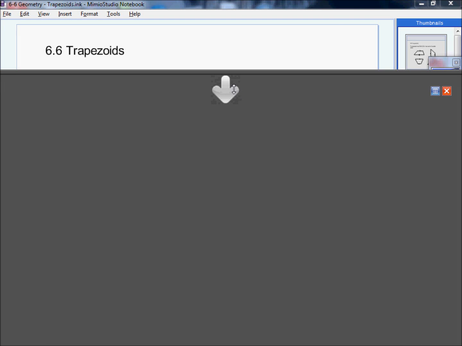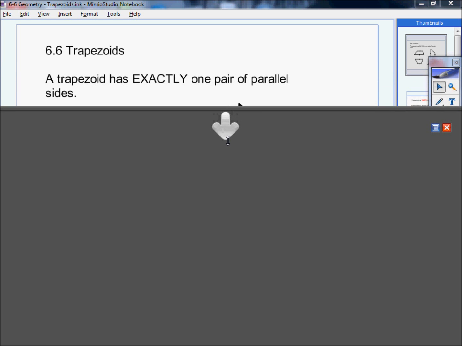Talking about trapezoids. 6-6 is called trapezoids. We need to learn a whole lot about trapezoids. So the first thing you need to know is what one is. A trapezoid is a quadrilateral with exactly one pair of parallel sides.